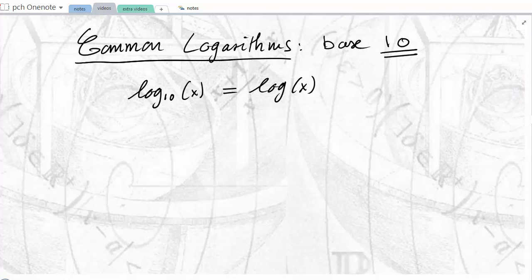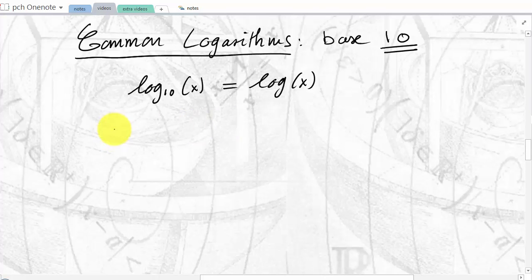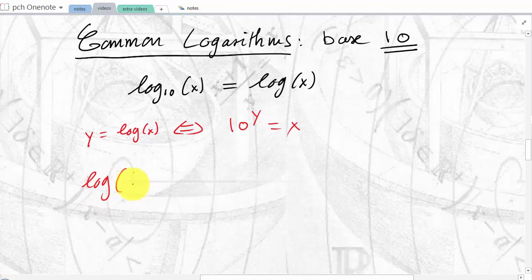So before I go over some examples, let me write the three formulas relating log and exponential. The first one is what? y equals log of x if and only if, input becomes output, output becomes input. The base is 10. 10 to the y equals x. That's the first one. Second one, log of 10 to whatever is equal to whatever.